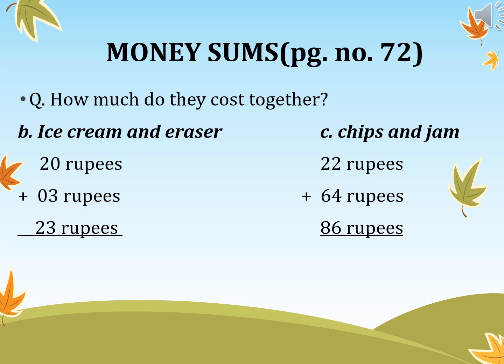C part. Chips and jam. We have 22 rupees for chips plus 64 rupees for jam, which will turn out as 86 rupees in total. Students, you will try D, E and F part by yourself. We will be rectifying and verifying the answers in our next class.